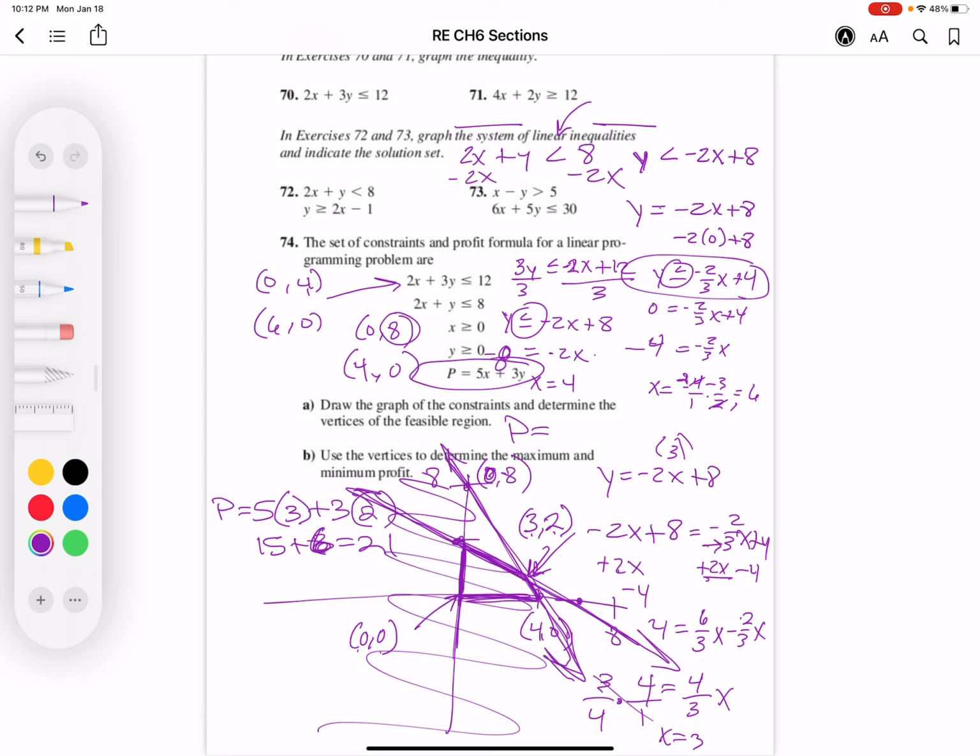So our maximum profit is going to be 21. And our minimum is going to be 0. Both of those equal 0. If you can see, if we plug in 0 for both, we're just going to end up with a profit equal to 0. So that's our minimum. There you go.